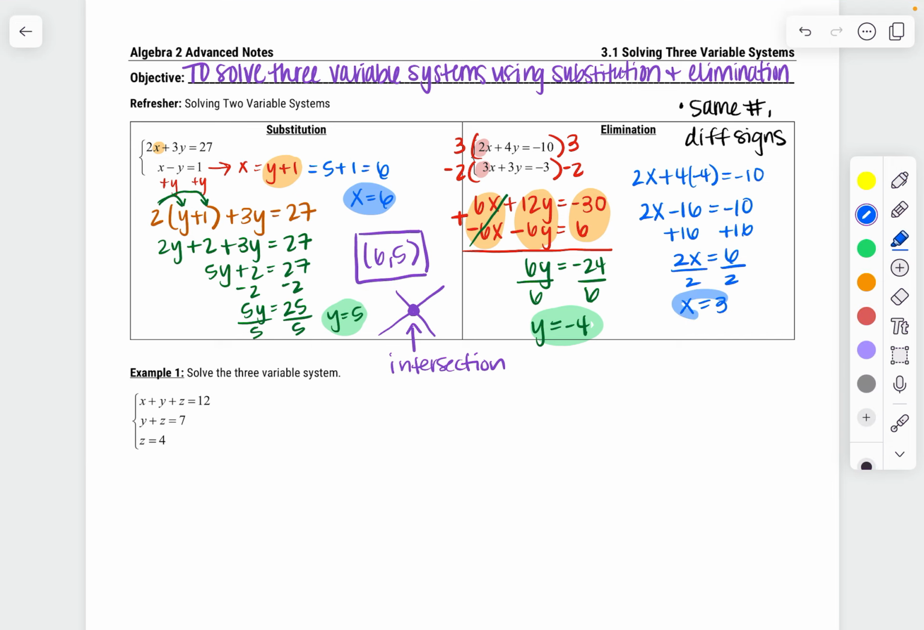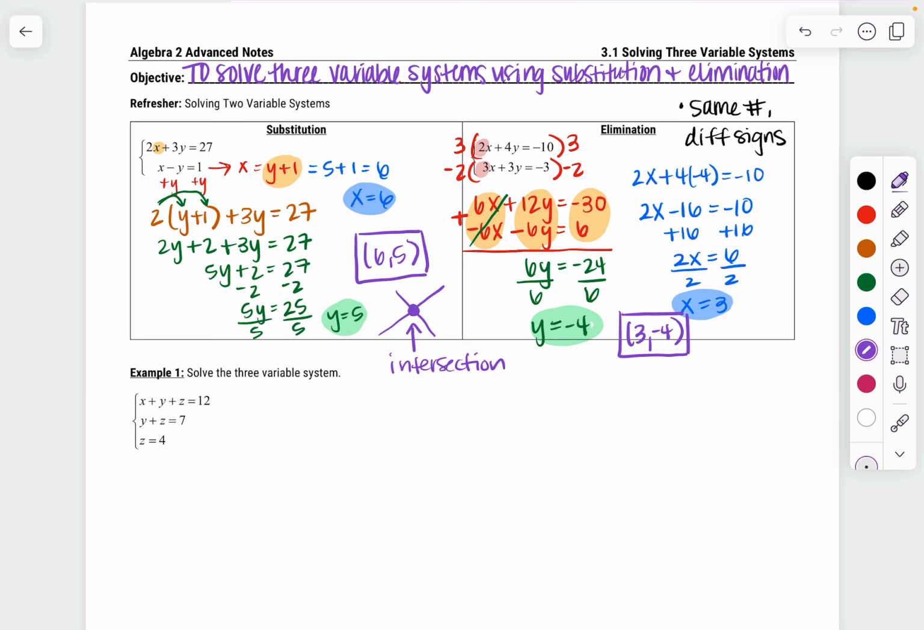Now remember again, just getting x and y in this case is not your final answer. You're always going to write it, if it's two variables, as an ordered pair. So this solution would be 3, -4. And again, we always go in alpha order. So X, Y, Z, A, B, C. Whatever letters you're looking at, just put them in alphabetical order.